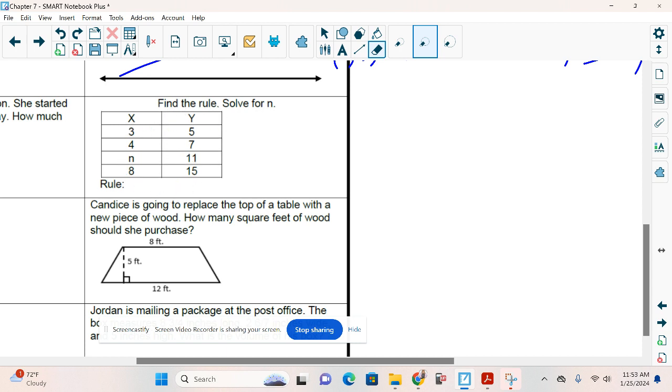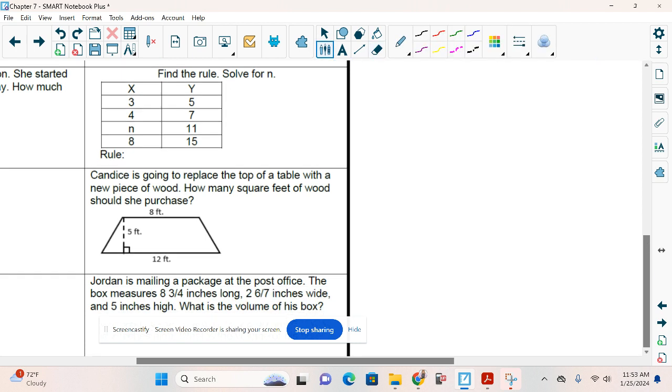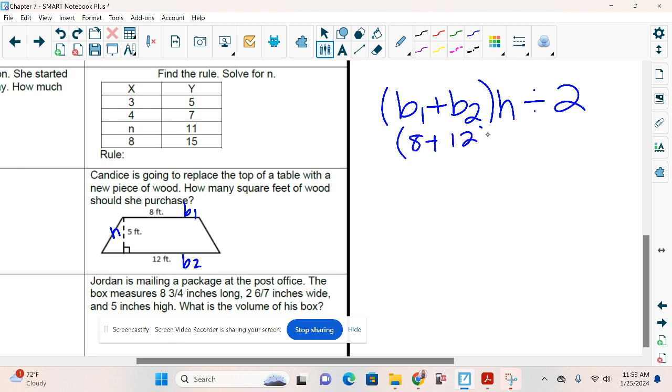Good, all right. The next problem says, Candace is going to replace the top of a table with a new piece of wood. How many square feet of wood would she have to purchase? This is another trapezoid, so we use the formula base 1 plus base 2 times the height divided by 2. If this is base 1 and this is base 2, then this is the height. And I plug those numbers in. 8 plus 12 times 5 divided by 2. And I'll punch that into my calculator and I will solve it.